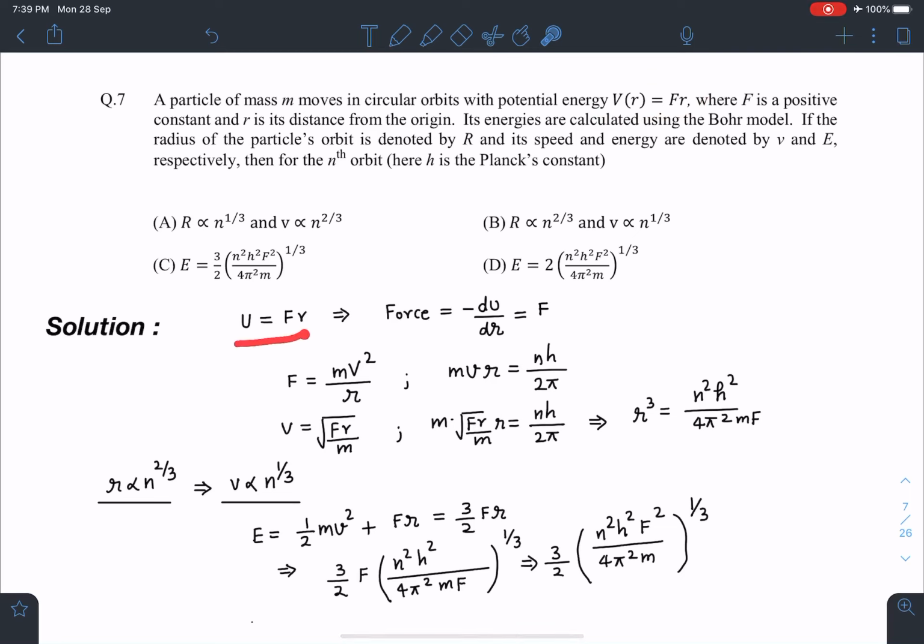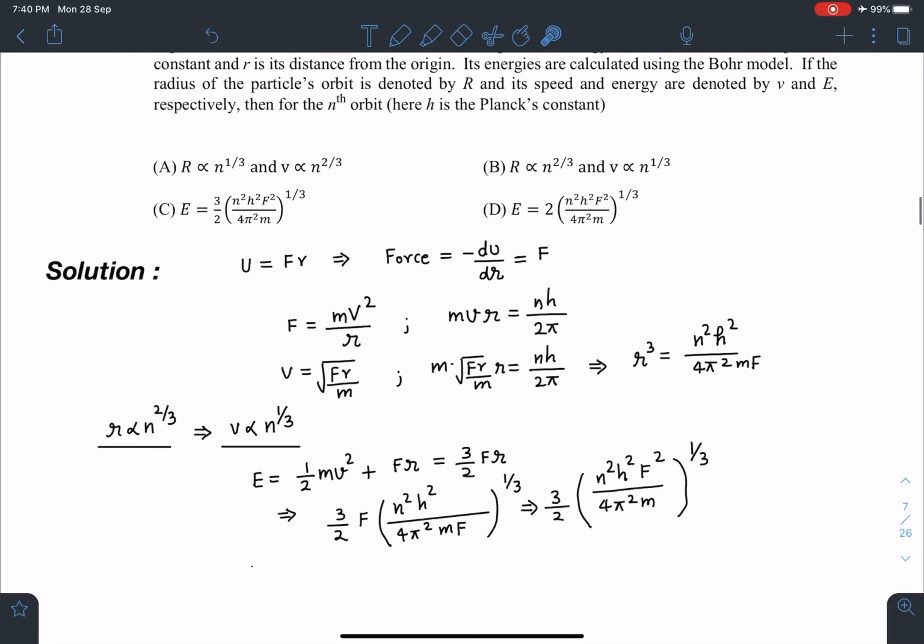So potential energy is given. I can write F is equal to minus dU by dr. That force only is going to provide the centripetal acceleration. So I can write the magnitude of that force F is equal to mv square by r, and for the quantization formula I can use mvr, angular momentum, is nh by 2 pi. When I simplify this, I can get the r value and v value. So I am getting one answer as r is proportional to n to the power 2 by 3 and v is proportional to n to the power 1 by 3. So that is corresponding to option B.